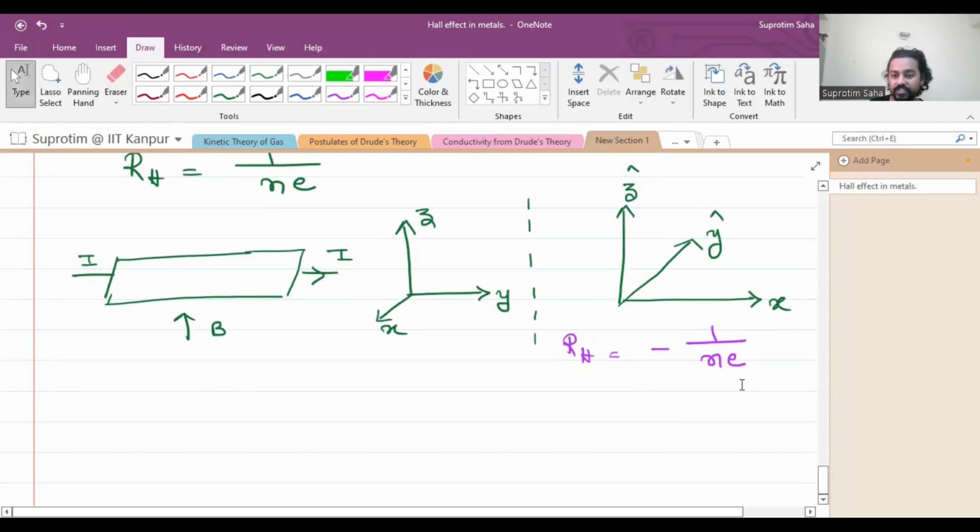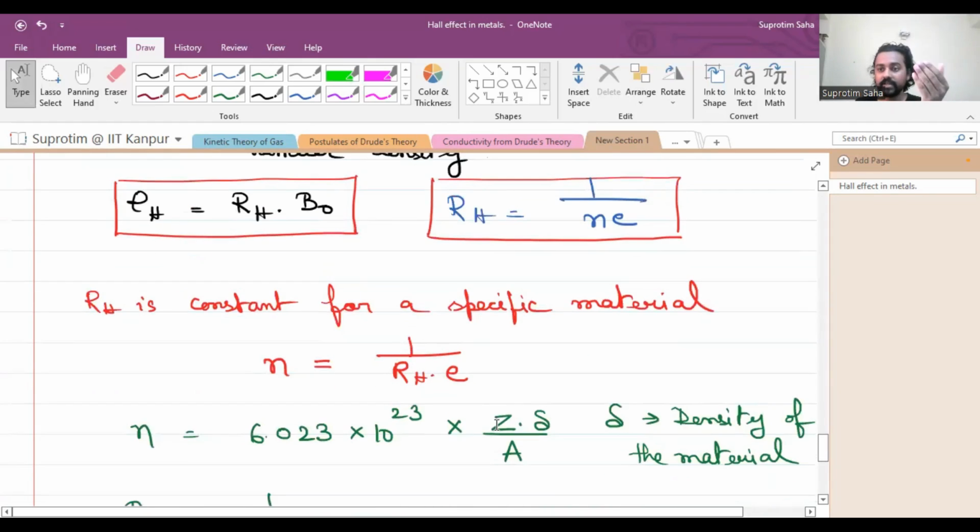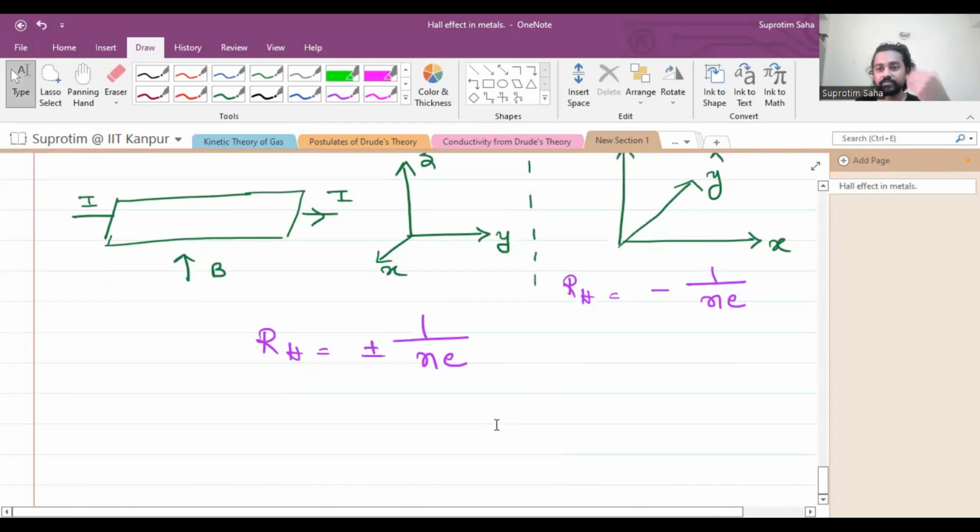So it's just a matter of convention, and you can understand that the electronic charge, which is negative, is naturally coming this way. So let me write RH as plus minus 1 over NE as per our convention. From the Hall coefficient, we can have an estimate of the number density of the charge carriers. Along with it, the sign of the charge carriers is also there. For electrons, just as per the convention, the negative sign appears in the formula for the Hall coefficient.